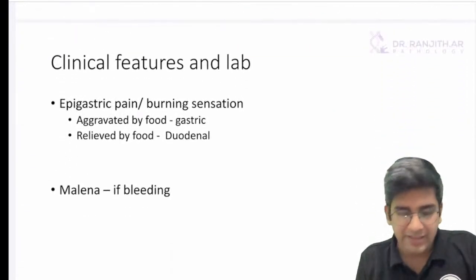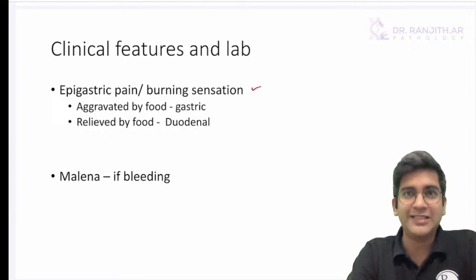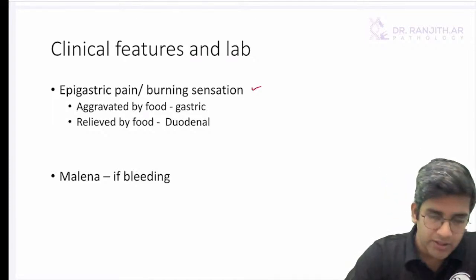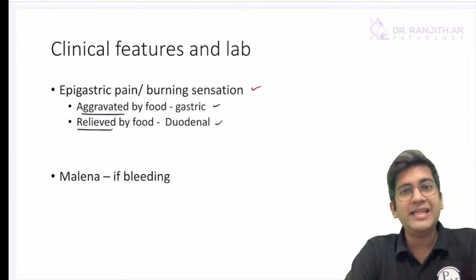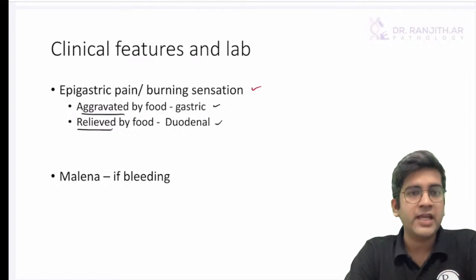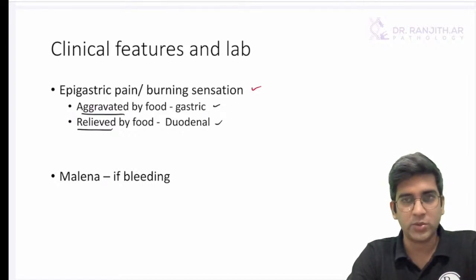So once we know that, clinical features. You will definitely know the clinical features. You must have been the patient or you must have seen the patient, right? Epigastric pain, burning sensation. Look at this term in your question. If the pain is aggravated by the food, most likely location is the stomach. If the pain is relieved by the food, most likely location is the duodenum. That's how it is, fine?